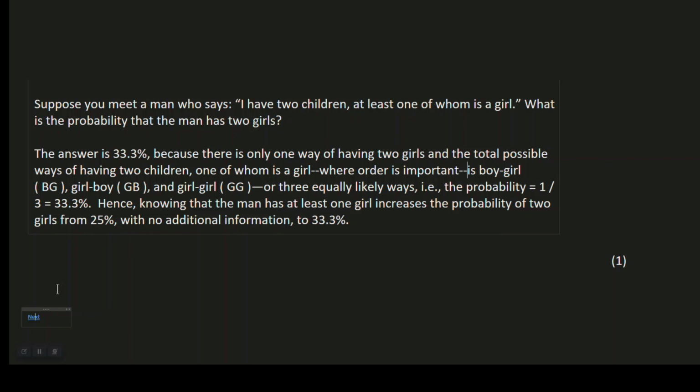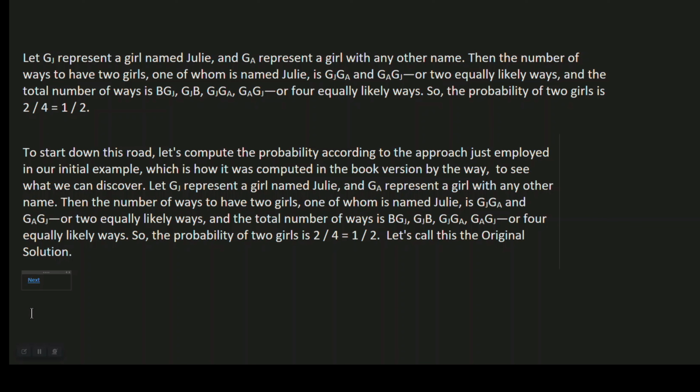Now, consider the following event. You meet a man who says, I have two children, at least one of whom is a girl whose name is Julie. What is the probability that this man has two girls?